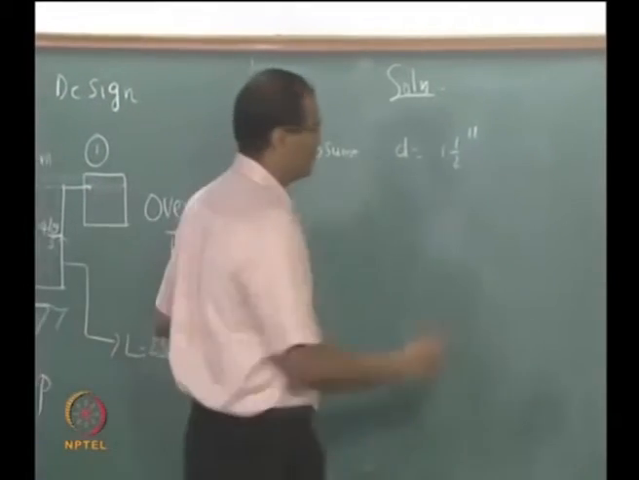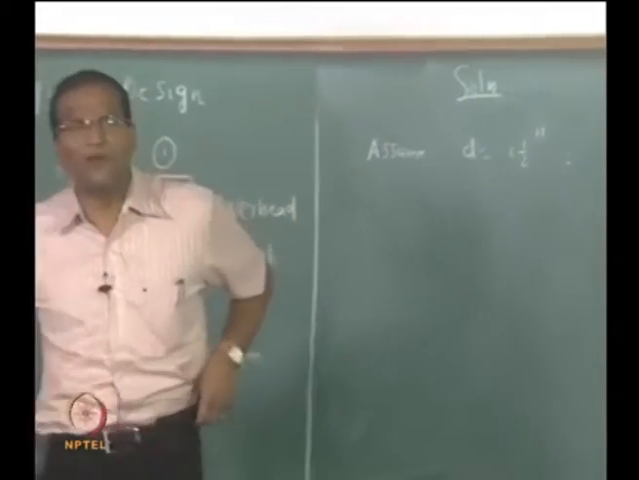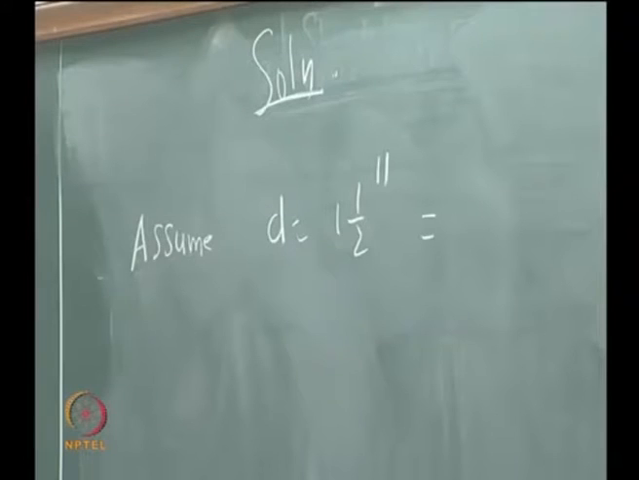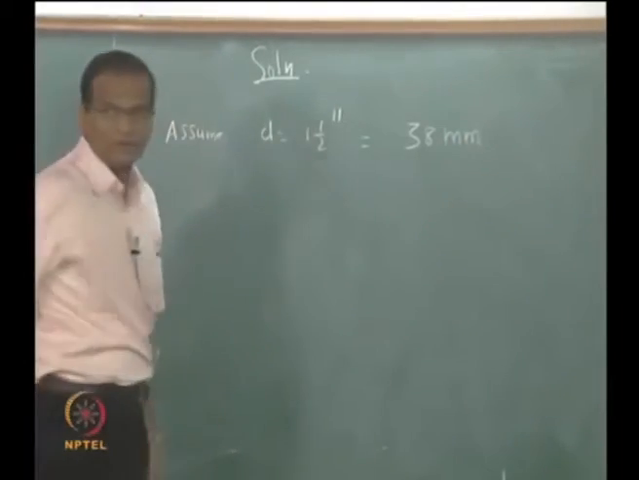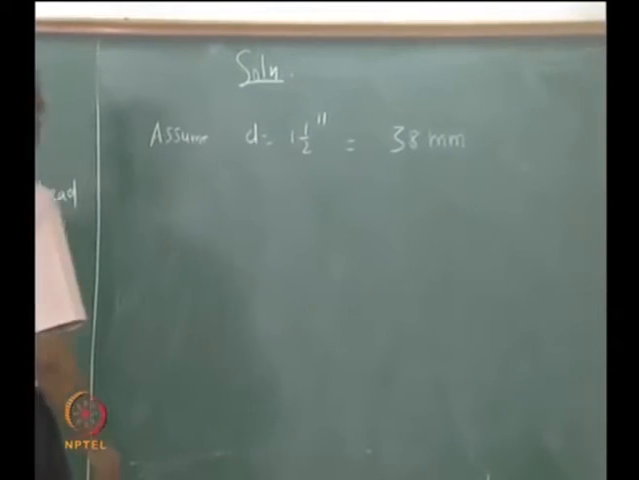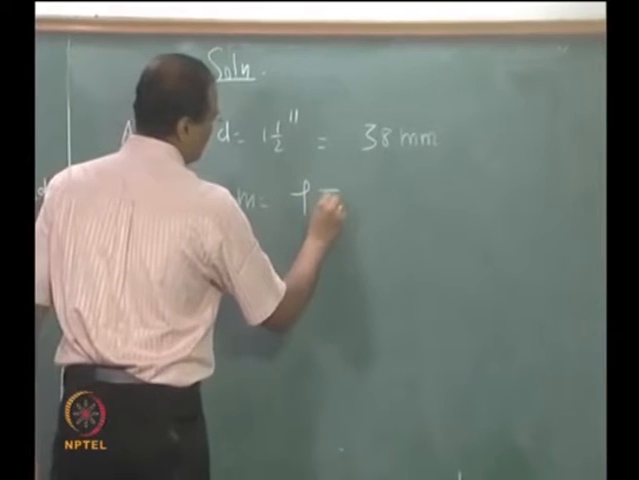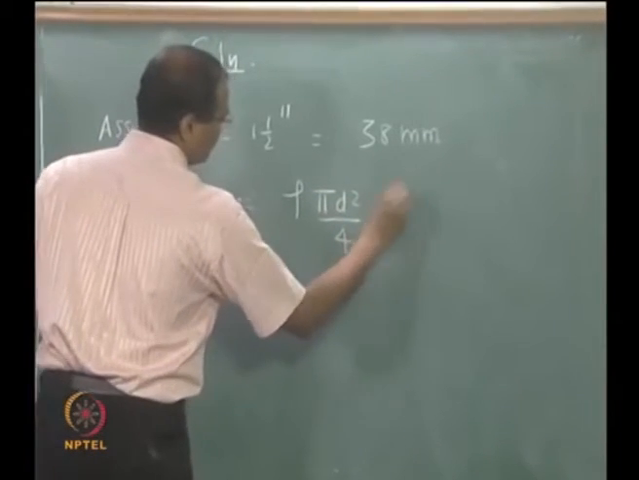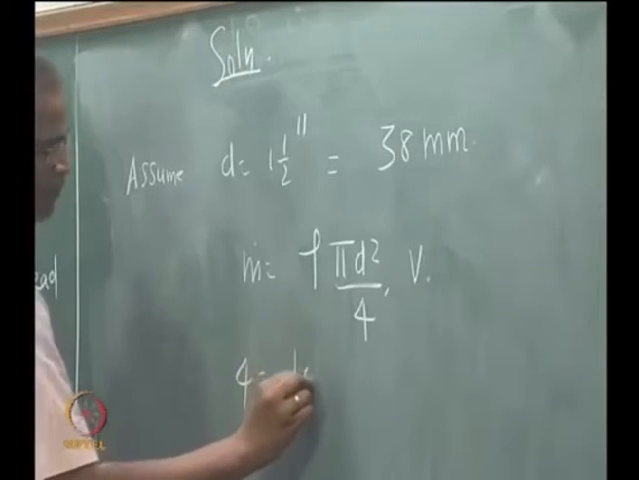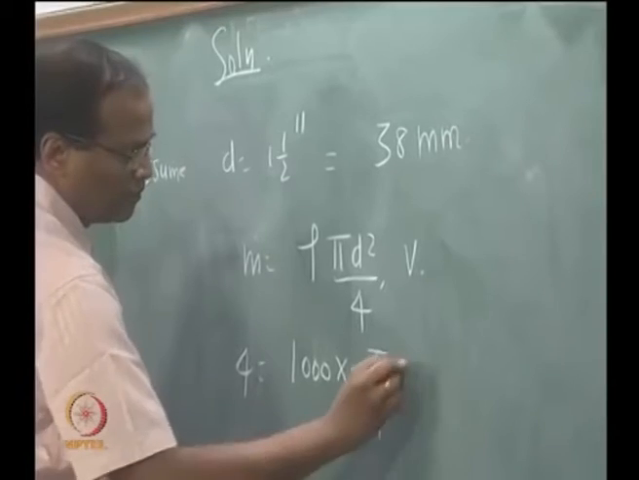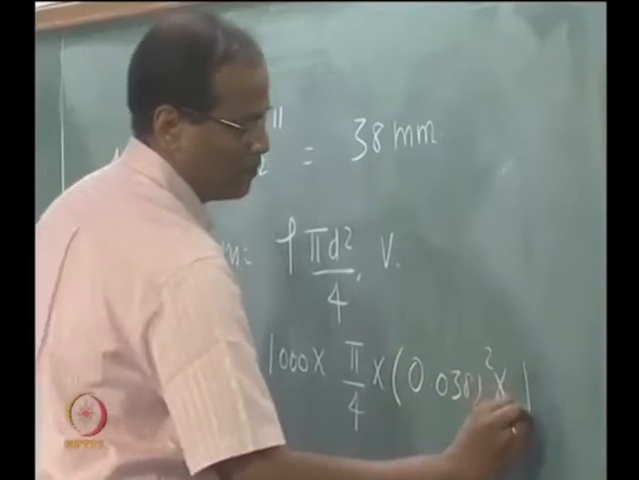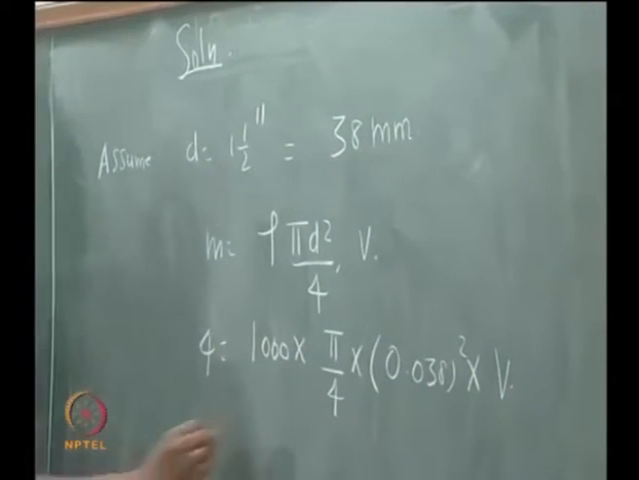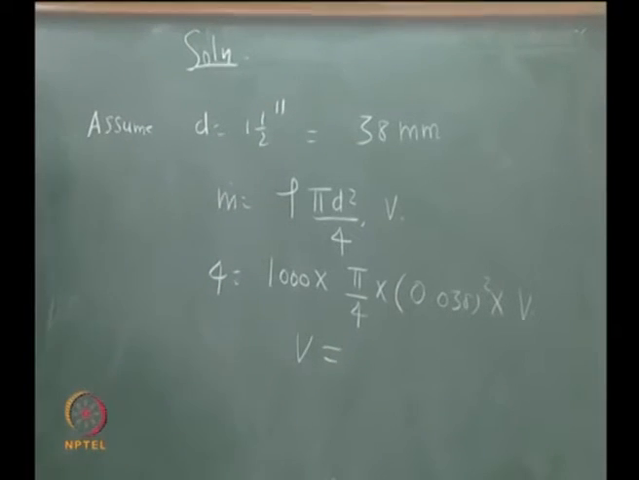So, how much is it in millimeter? 25.4 into 1.5, 38, we can take it as 38 millimeter. Okay. Yeah, tell me the velocity.